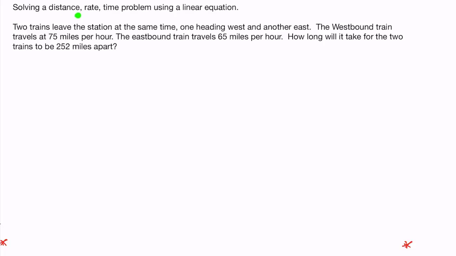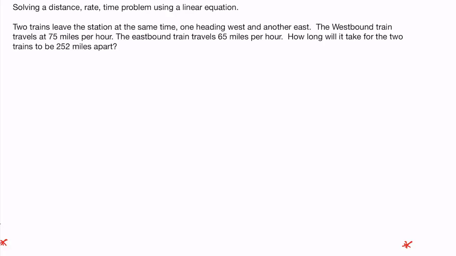Solving a distance, rate, time problem using a linear equation. Two trains leave the station at the same time, one heading west and another heading east. The westbound train travels at 75 miles per hour. The eastbound train travels 65 miles per hour. How long will it take for the two trains to be 252 miles apart?